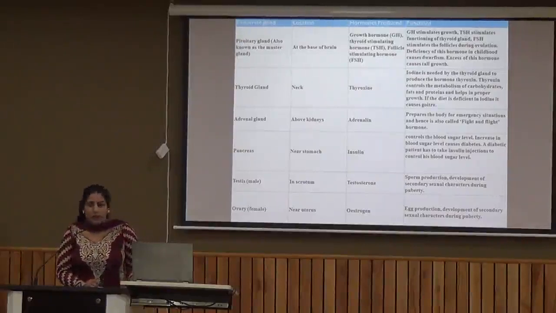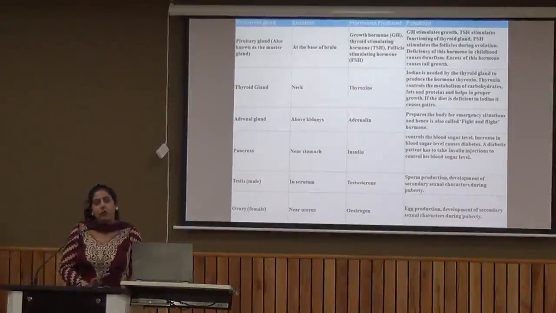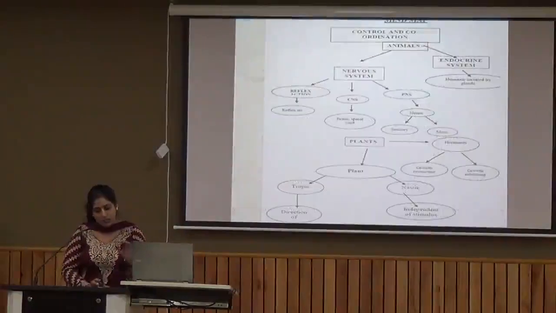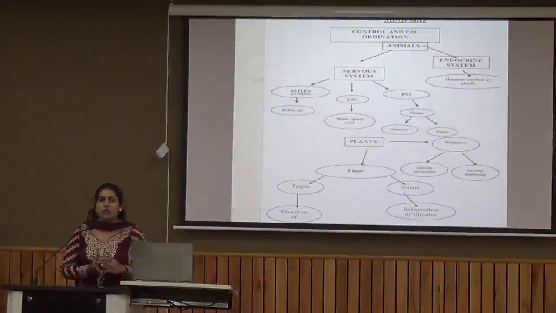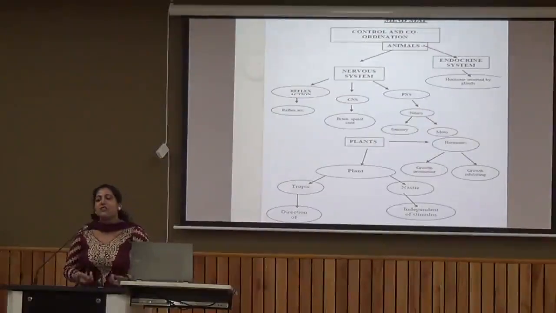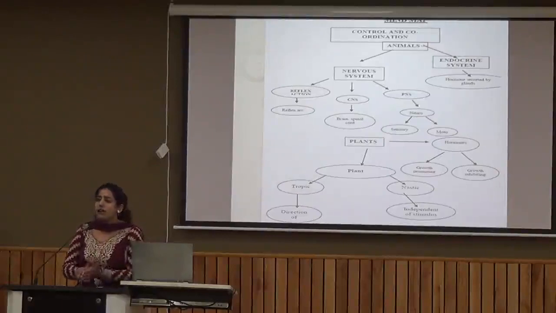So now let's summarize very briefly what we have studied in control and coordination. We have studied two systems. One is the nervous system, the second is the endocrine system. The nervous system comprises reflex action, the central nervous system and the peripheral nervous system, whereas the endocrine system is the hormonal system.